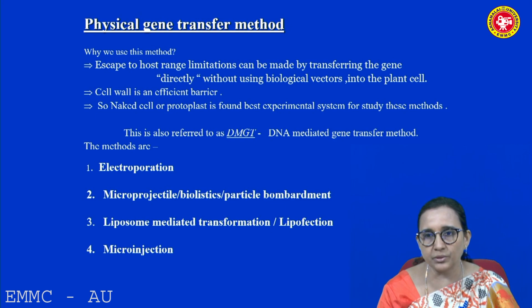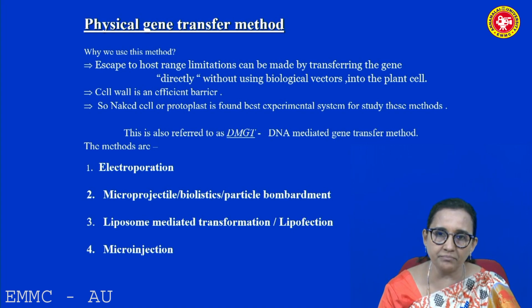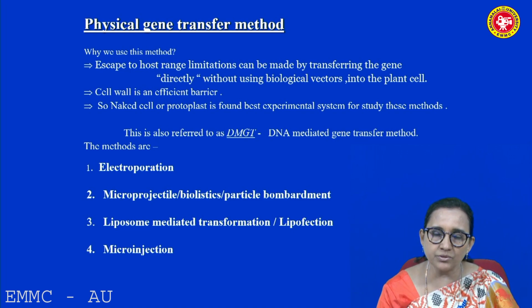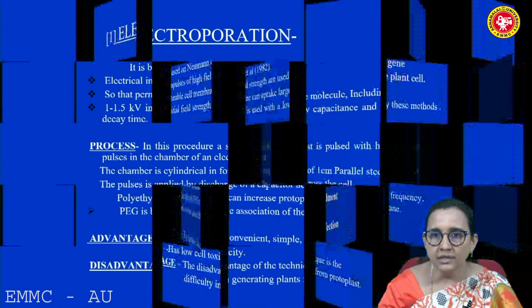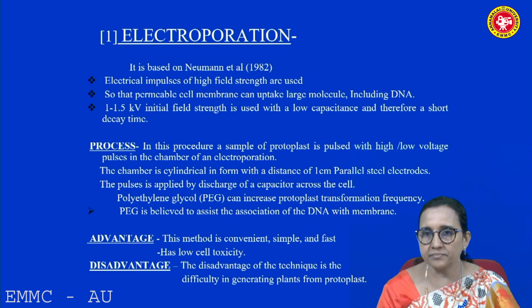This is also referred to as DMGT, that is, the DNA mediated gene transfer method. We have nearly 9 to 10 methods, but mostly we use 4 to 5 methods in all the biotechnology industries. Only these 4 are commonly used. The first one is electroporation, the second one is microprojectile or biolistics or particle bombardment, the third one is liposome mediated gene transfer, and the fourth one is microinjection. So, the first one is electroporation.